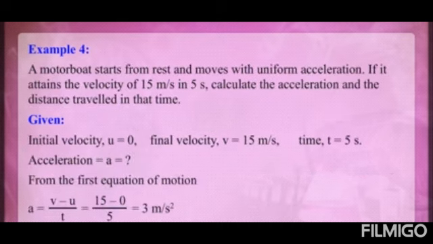Fourth example: a motorboat starts from rest and moves with a uniform acceleration. It attains a velocity of 15 meter per second in 5 seconds. So final velocity v is given, 15 meter per second, time is given, 5 seconds. The initial velocity is 0, because it starts from rest, and we need to find the acceleration. Very simple. a is nothing but v minus u upon t, final velocity minus initial velocity upon t, that comes down to the value which is given there. And once you get the a, you can substitute in the formula.